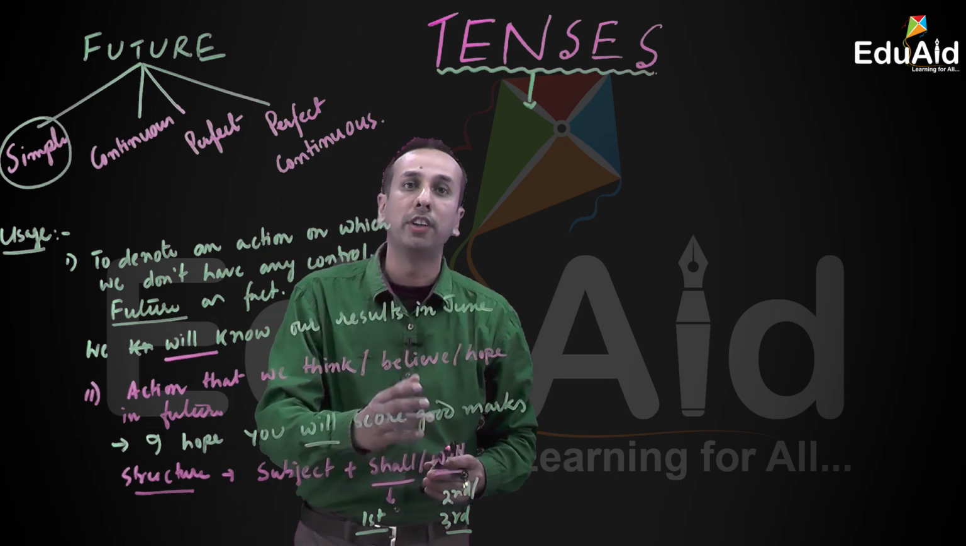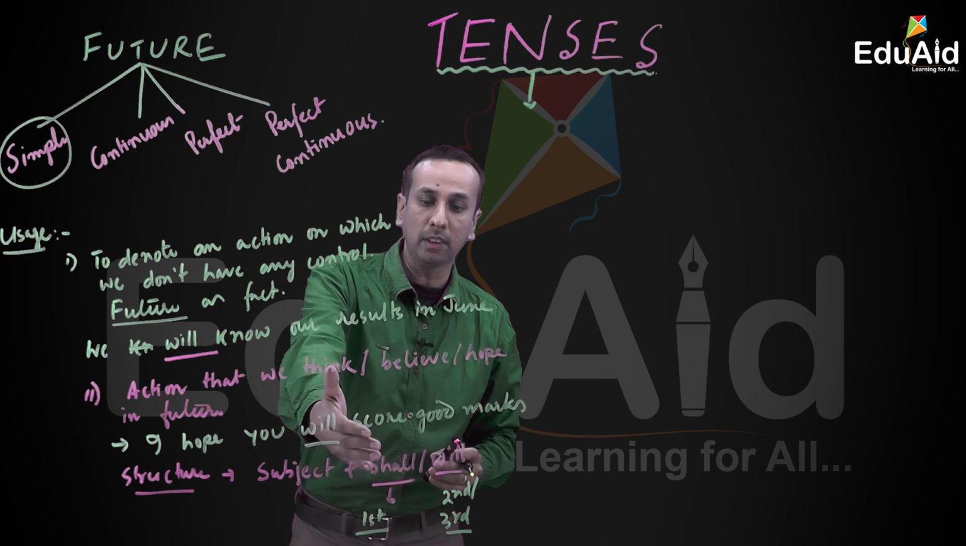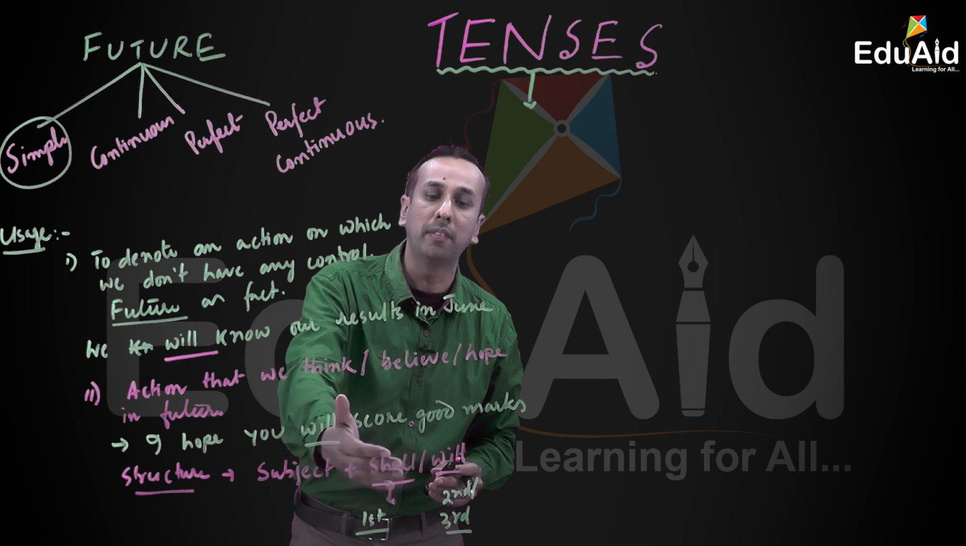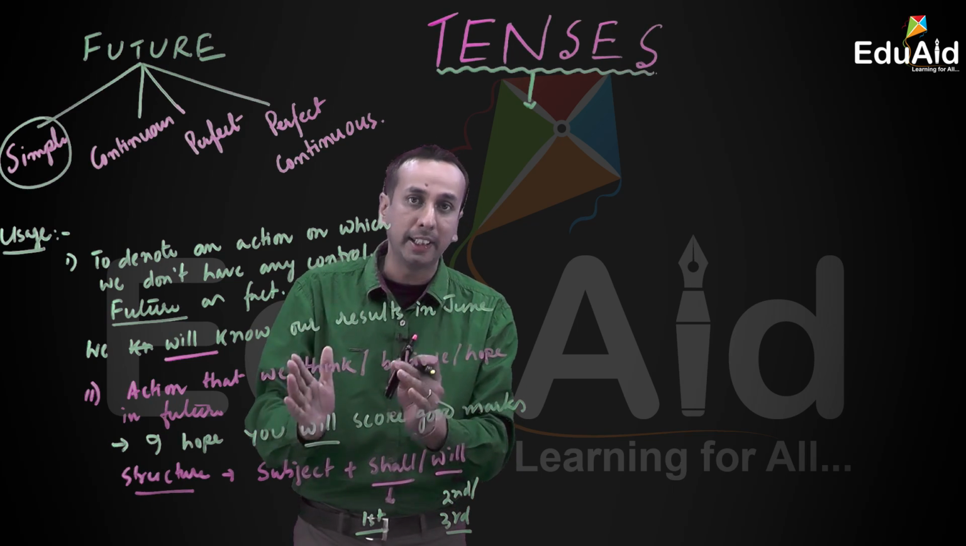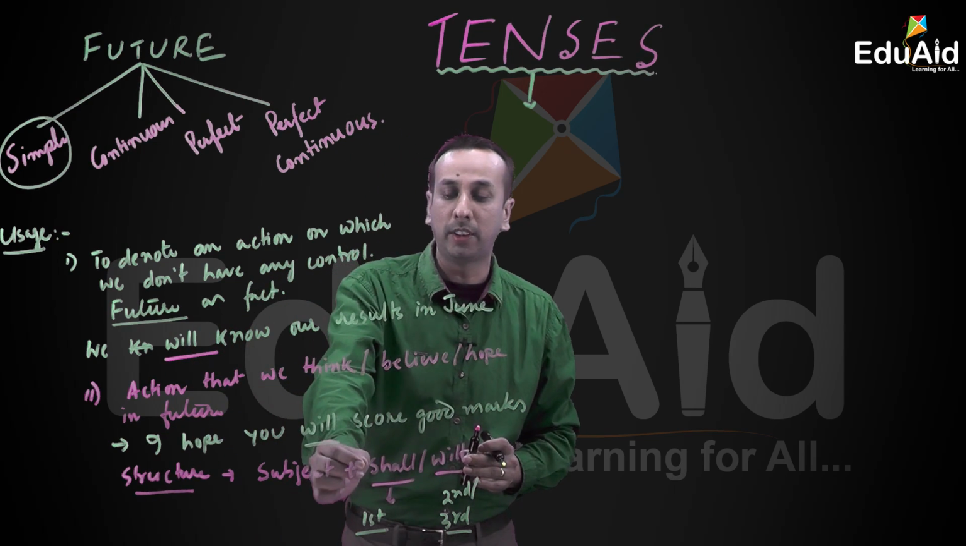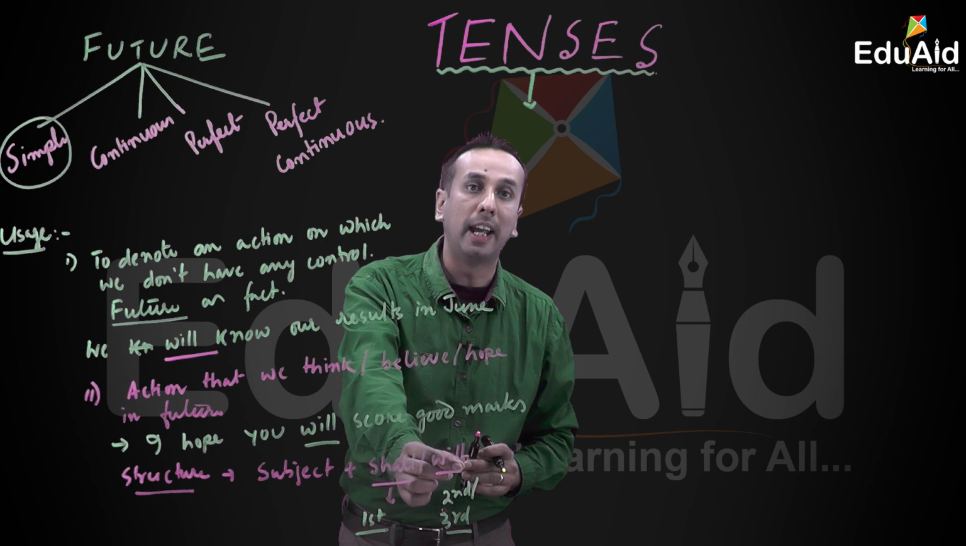But just one point to remember, we use shall with the first person: I shall, you will or he will, but we can use first person subject and the will as well together.